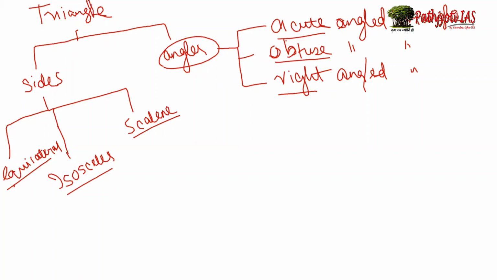But in terms of sides, we'll understand specifically what these sides mean. So equilateral is basically equal sides. Okay. Scalene is a triangle in which all sides are unequal. Okay. Isosceles is a triangle in which two sides are equal and two angles opposite to those sides are equal. Okay.